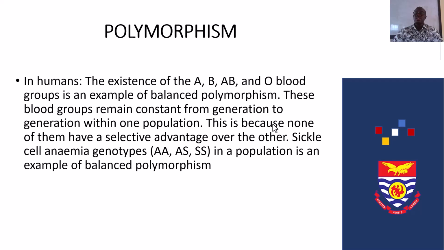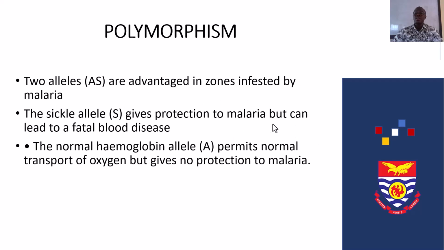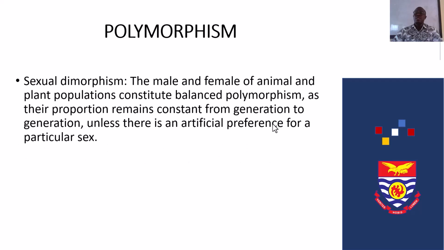Sickle cell anemia genotypes AA, AS, and SS in a population are an example of balanced polymorphism. The AS genotype is advantageous in zones infested by malaria. The sickle allele S gives protection against malaria but can lead to a fatal blood disease. The normal hemoglobin allele A permits normal transport of oxygen but gives no protection against malaria.